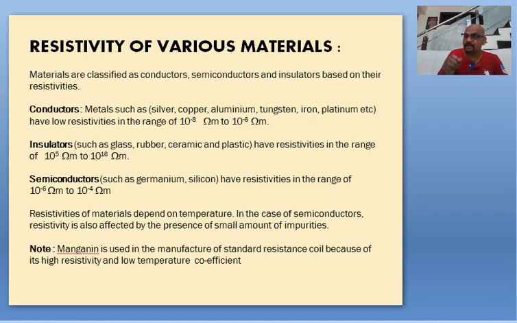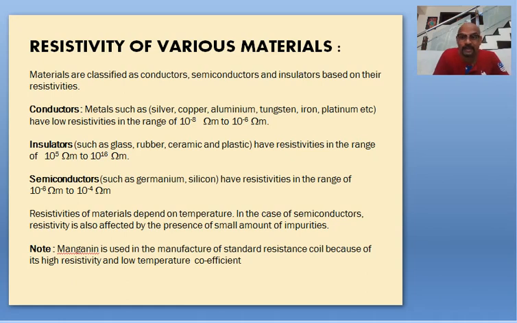Say for example, germanium, silicon, carbon, all these are semiconductors. They have resistivities in the range of 10 to the power minus 6 to 10 to the power minus 4. Minus 6 to minus 4. So that is the resistivities of conductors, insulators and semiconductors. Resistivities of materials depend on temperature.